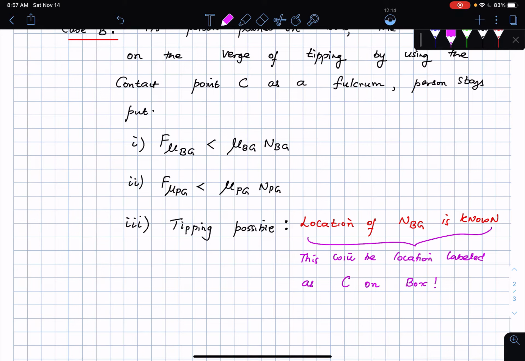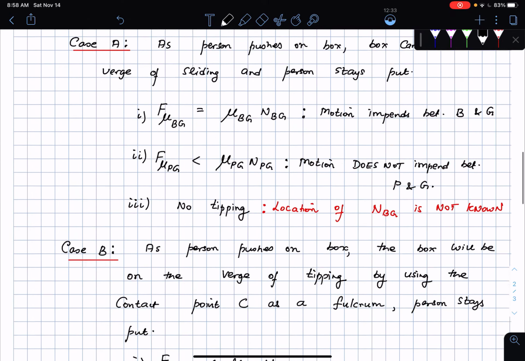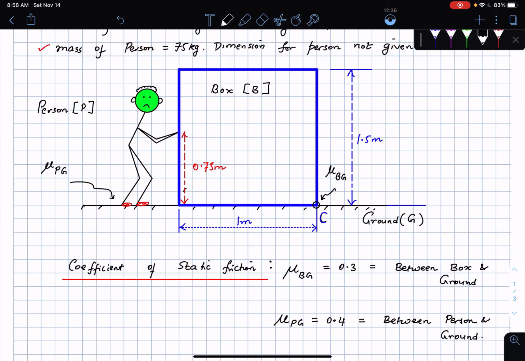Okay, I just want to go up and complete these before I go up. So both of these say that motion does not impend between the person and the ground and between the person and the block, but the tipping motion is possible. That is the situation that is shown here. So that is what I'm saying: if there is tipping taking place, then I know that everything is going to be situated based upon this contact point here. The entire box is going to use that as a fulcrum and then start tipping. But everything else is still not sliding, right? Only when you have sliding do you have impending motion taking place.